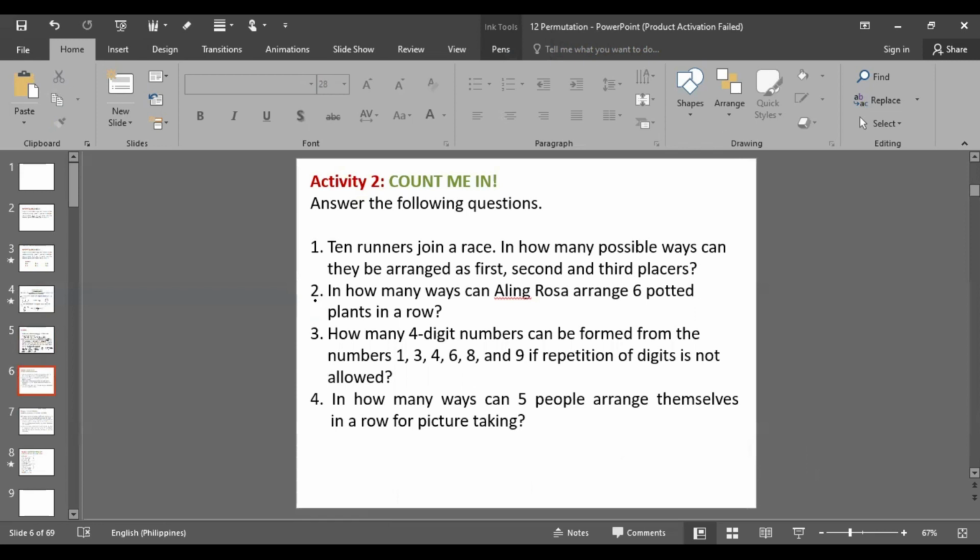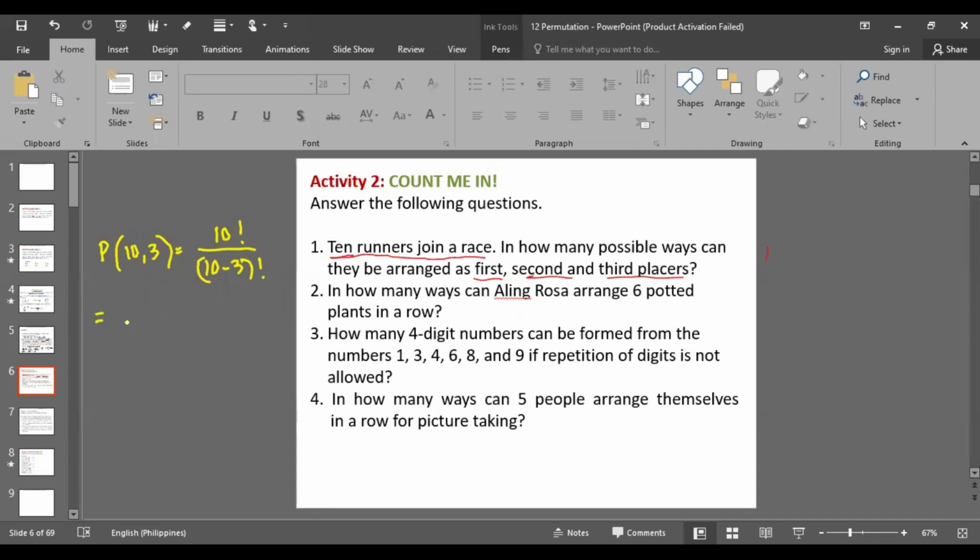Let's have another example. 10 runners join a race. In how many possible ways can they be arranged as first, second, and third placers? So identify the value of n and the value of r. Okay, since out of 10 runners, 3 lang naman yung kailangan. So we'll have here P(10,3). So we'll have 10 factorial over (10 minus 3) factorial.